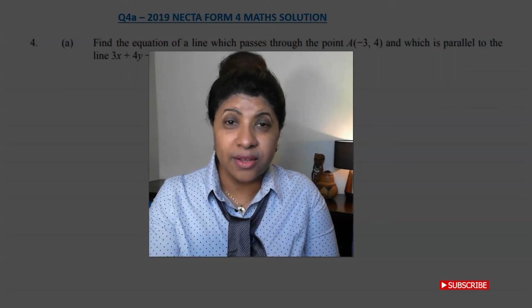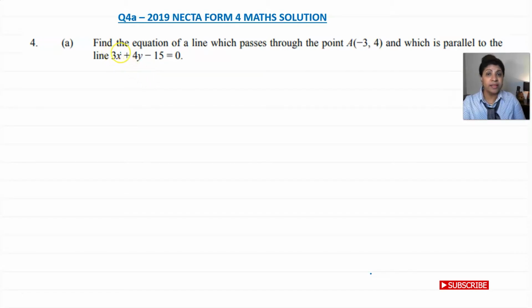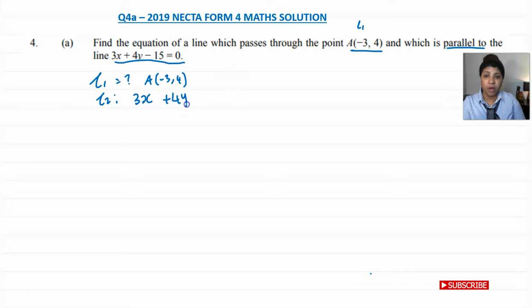Okay, so let's start. We're told to find the equation of a line which passes through the point A (-3, 4) and which is parallel to the line 3x + 4y - 15 = 0. So we have line 1. We don't know what this one is, but we know it's going through this point A (-3, 4). So we know a point about line 1. And then we've got line 2, which is given as 3x + 4y - 15 = 0.